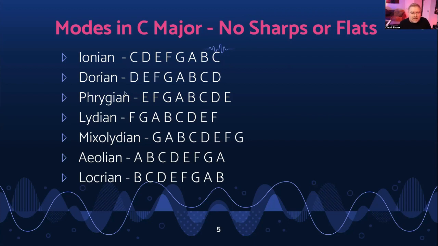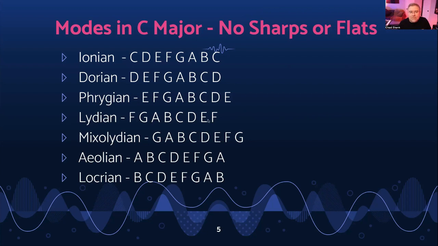Your Dorian then starts on the 2nd degree, which is D. So Dorian goes from D to D: D, E, F, G, A, B, C, D. And Phrygian is E, F, G, A, B, C, D, E. As you can see, each mode starts on the next degree of the major scale and goes from that note to the octave up, using all of the same notes that are in the C major scale, but you're starting on a different degree.